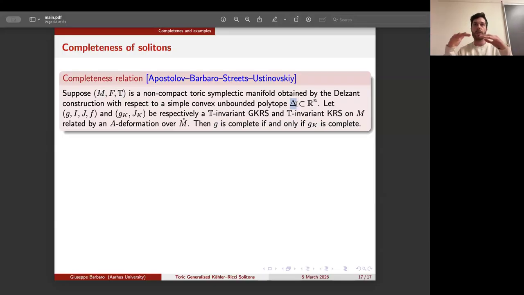And now on the polytope, you're just looking at the horizontal part of these metrics. And if you remember how the A-type deformation works, it is saying that the horizontal part of this metric is the same. Because here the horizontal part is the Hessian of U, and here it is the symmetric part of the Hessian plus A, but A is skew-symmetric, so you're just removing it. So the horizontal part is the same.